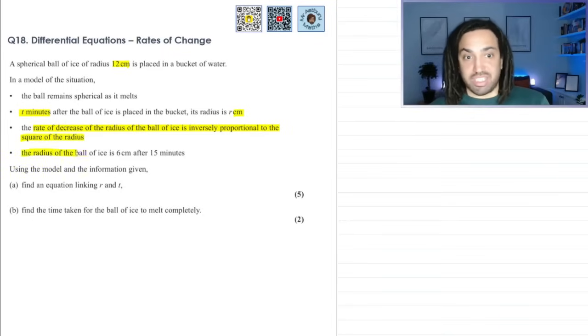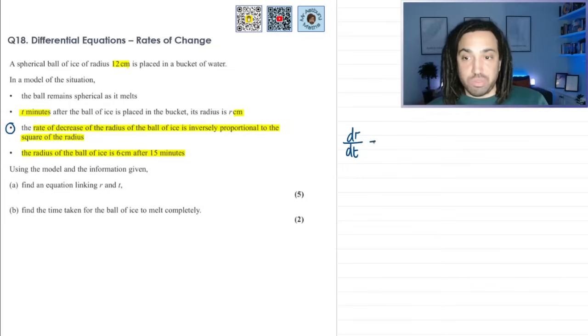Oh my gosh, I'm not going to lie, I do not like these questions. The radius of the ball of ice is 6 centimeters after 15 minutes. Find an equation linking r and t. Right. Well, we're going to start here. The rate of decrease of the radius. So when we say rate of decrease of the radius, that means dr by dt. So the rate as in how fast or slow that it decreases over time.